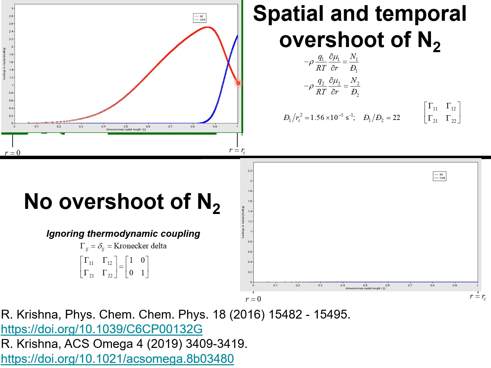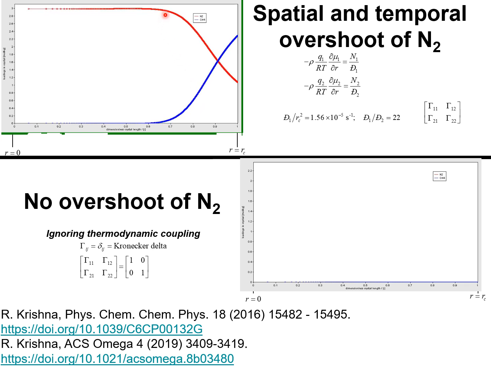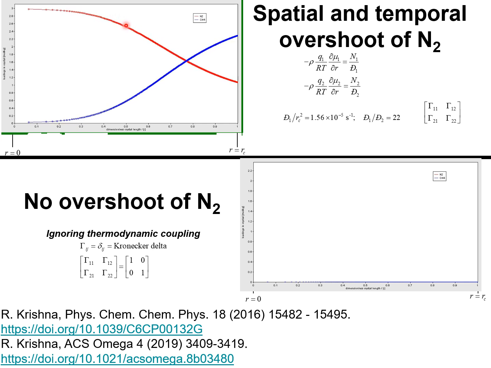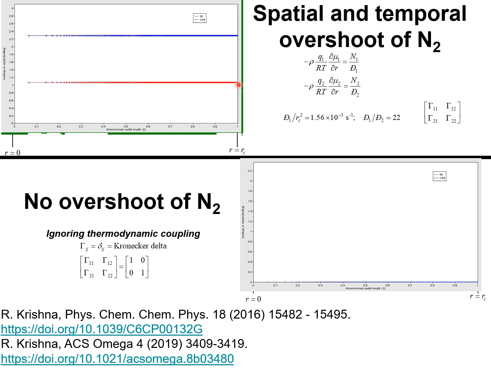Note that this is the loading at the surface, and the peak loading is significantly higher, and nitrogen diffuses much faster than methane. And at this time, the maximum loading has been achieved, and the loading inside the crystal of nitrogen decreases finally to reach the value at equilibrium. So it undergoes overshoots as observed in the experiments.